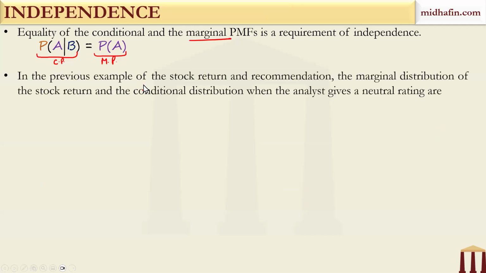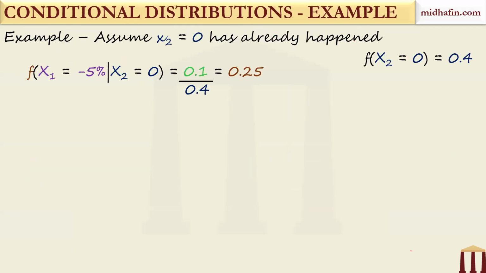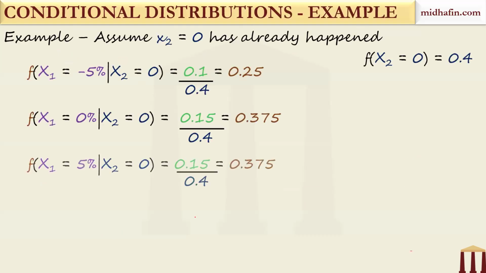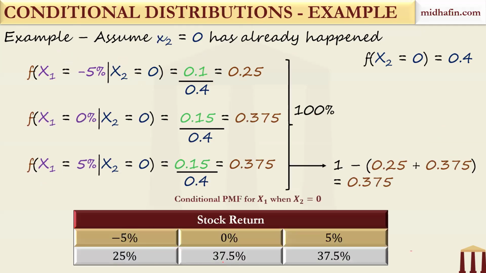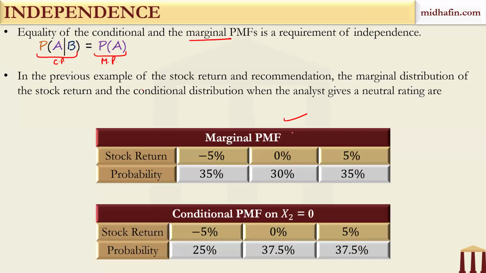So in the previous example, you can check. In this example, not the one where numbers were tweaked. Let's say I don't want to check by multiplying, we just want to check by comparing conditional and marginal. So these are the marginals 35, 30, 35, then 30, 40, 30. And this was the conditional distribution 25, 37.5, 37.5. So very clearly, marginal is something else. Conditional on x2 being equal to 0 were three different numbers, right? These three are not the same as these three. So the components are not independent.